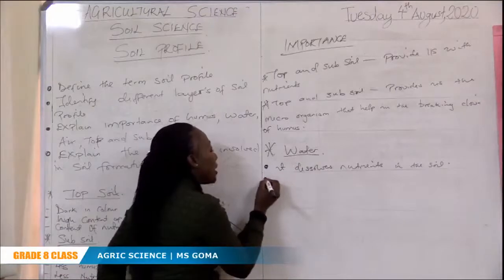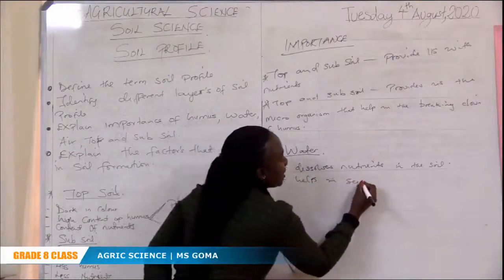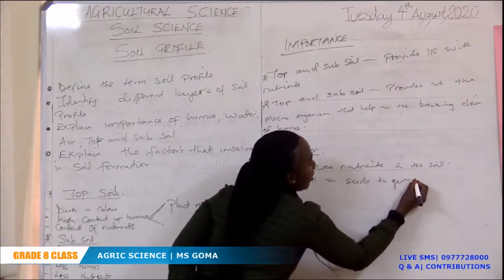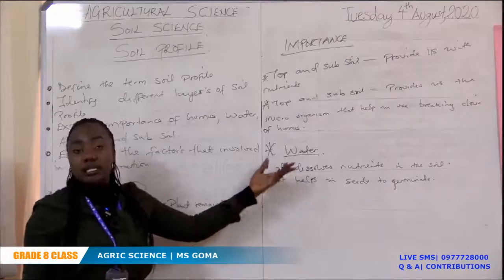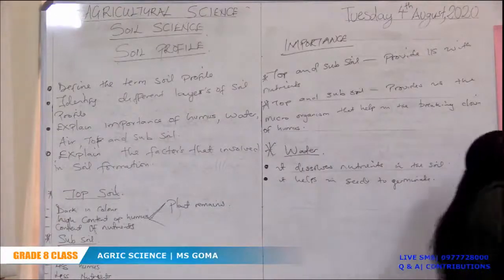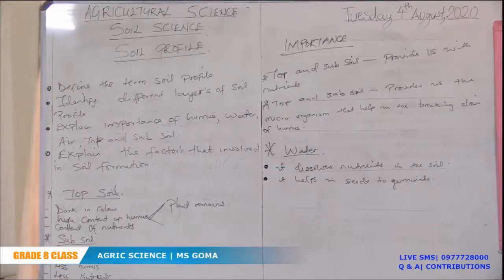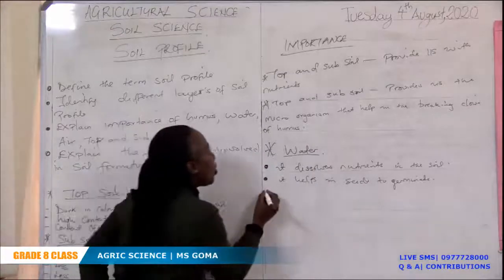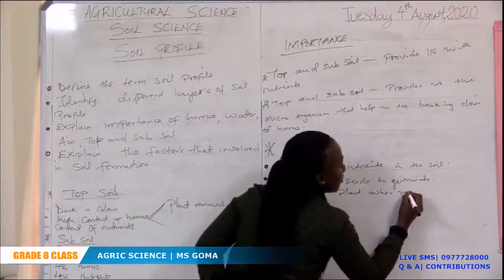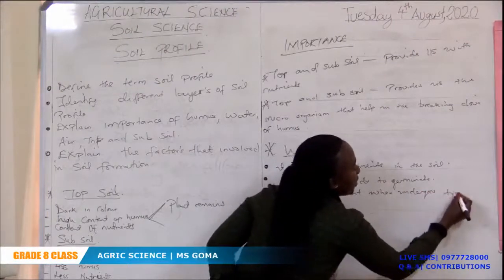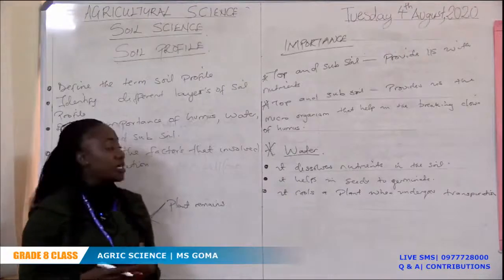The second point, water is important because it helps seeds to germinate. Without water, seeds cannot germinate. The third point is that it cools the plant when it undergoes transpiration. Water helps to cool a plant when it undergoes transpiration.